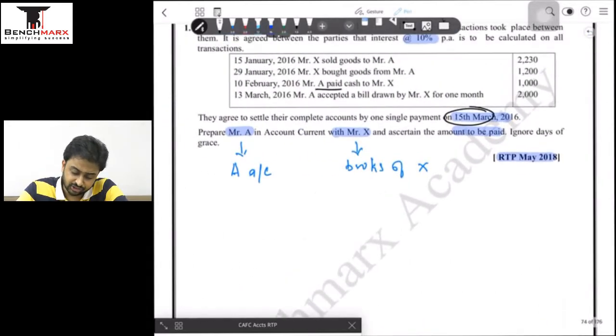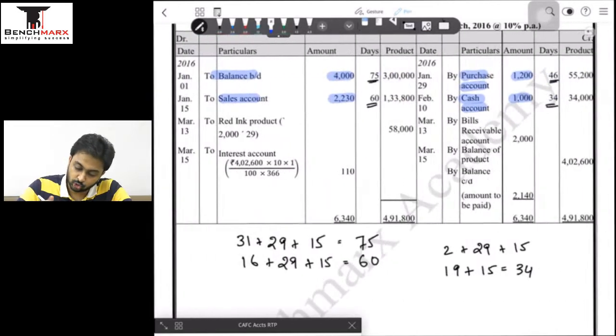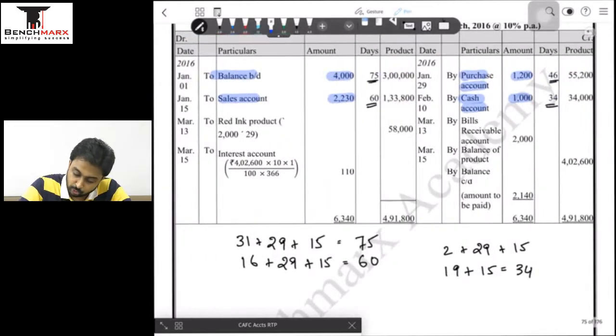Next transaction is 13th of March. Important. A accepted a bill for 1 month from 13th of March. Now if A has accepted, that means X must have drawn. If X has drawn and we are in the books of X, so अपने लिए है bill receivable. The entry for BR is BR account debit to Mr. A. So to A, मतलब buy bill receivable, यहाँ पे तुम्हारा आ जाएगा.